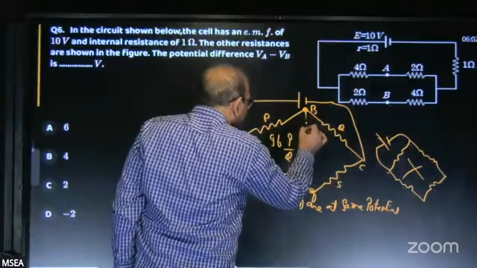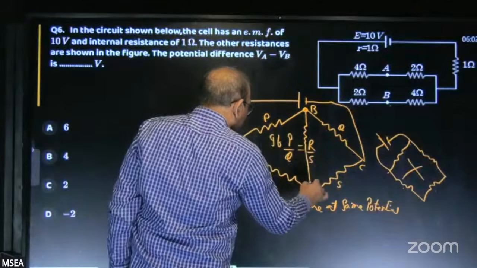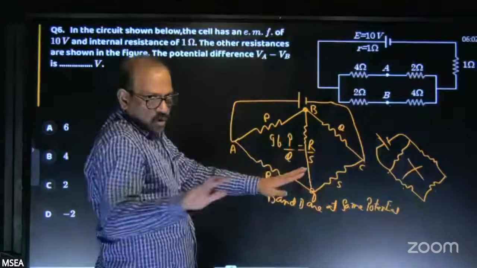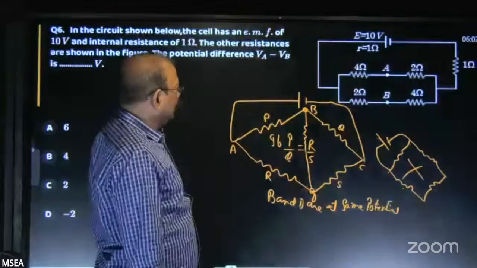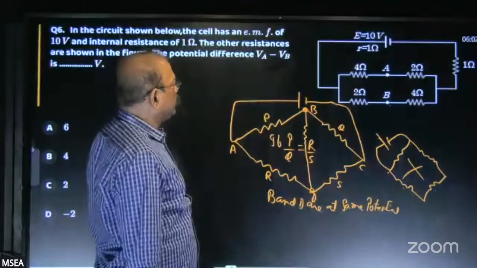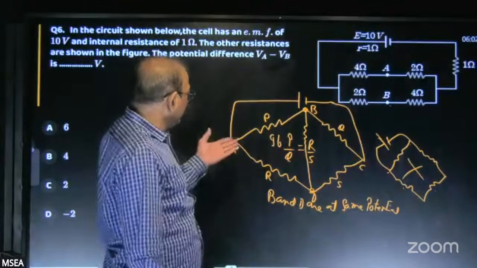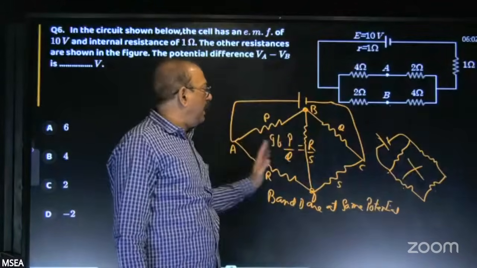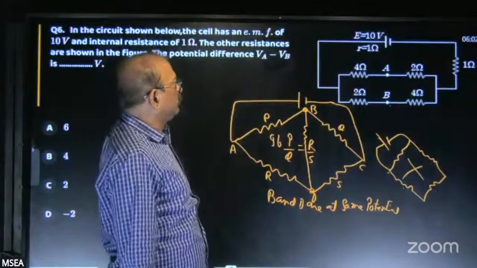Even if you connect one resistor here, in this middle resistor, current doesn't flow. That is the Wheatstone bridge principle. Then this bridge circuit is said to be a balanced Wheatstone bridge.